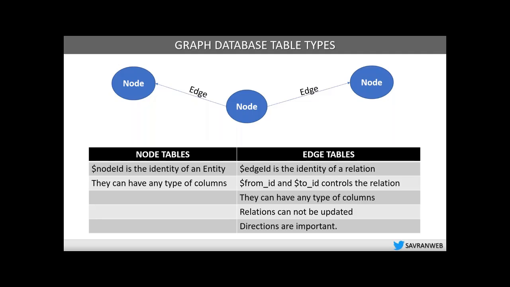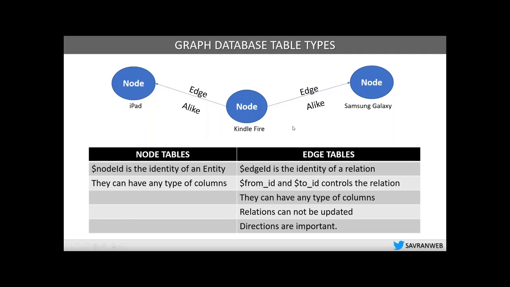Directions are important. That means Anna might not like Alec back. So that's what I mean with the directions being important. Here is another example on top, as you can see, where we have 3 node tables and 2 edge tables.